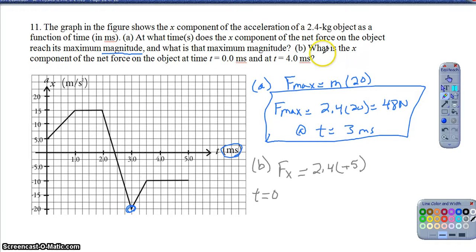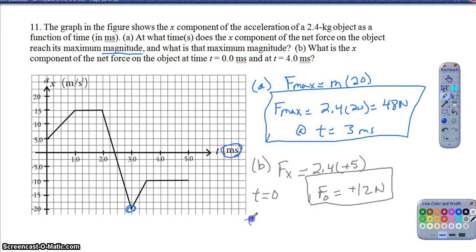And because they did ask me for the actual component and not just the magnitude, I will go ahead and leave that positive in there. So my force at 0 seconds, my F sub 0 if you will, is 2.4 times 5, so that ends up being a positive 12 newtons. And again, the positive just tells me it's going in the positive direction.